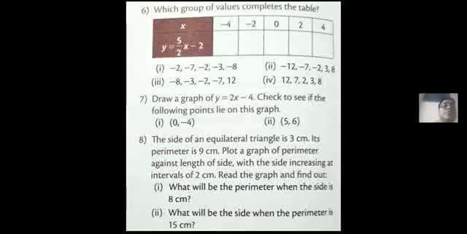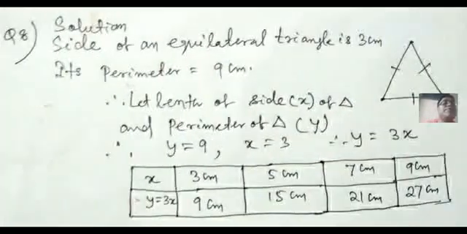Next question. The side of an equilateral triangle is 3 cm. Its perimeter is 9 cm. Plot a graph of perimeter against the length of the side, with the side increasing at intervals of 2 cm. Read the graph and find out the values. So what will be the perimeter if the side is 8 cm, and what will be the side when the perimeter is 15 cm? Let us see.